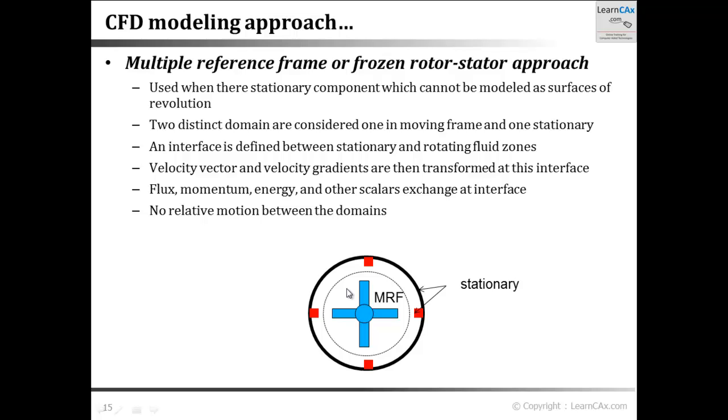Also, it is important to note that there is no actual motion between the domains. What we mean by that is these two different zones that you are seeing are not moving with respect to each other. Only the rotational effect is captured by defining a rotating reference frame. The blades cannot be seen actually rotating. Its rotational effect is incorporated into the model using a moving reference frame, which is defined for this particular inner zone.